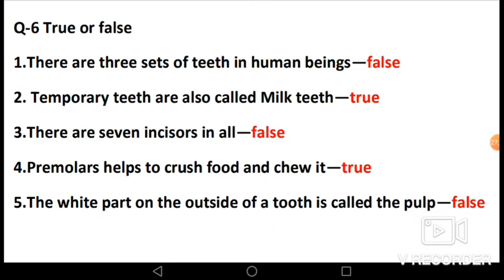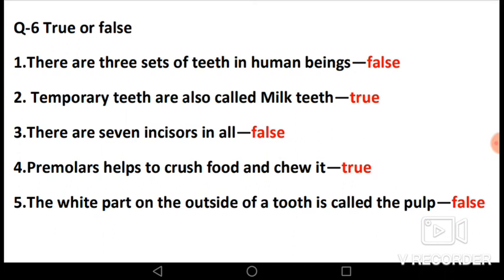First, there are three sets of teeth in human being. The answer is false. This statement is false because in human beings there are two sets of teeth, permanent set and temporary teeth. So this statement is false. Second, temporary teeth are also called milk teeth. So this statement is true because the first set of teeth, which is temporary teeth, are also called milk teeth or baby teeth.